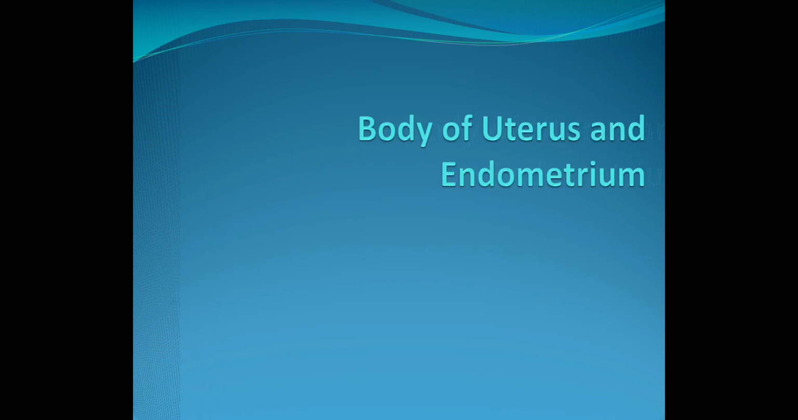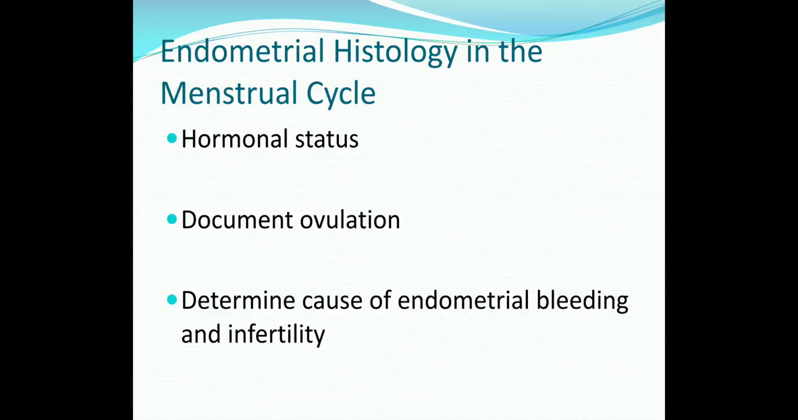Today's class on the female genital system, we see pathology of the body of the uterus and endometrium. So you all know that endometrial histology is dependent on the hormones, which deal with your menstrual cycle. The hormones are estrogen and progesterone, and also the ovulation period, the dating, everything you can actually diagnose with the help of endometrial biopsies or by looking at the endometrial histology. Also, they can take an endometrial biopsy to diagnose the cause of endometrial bleeding and infertility as well.